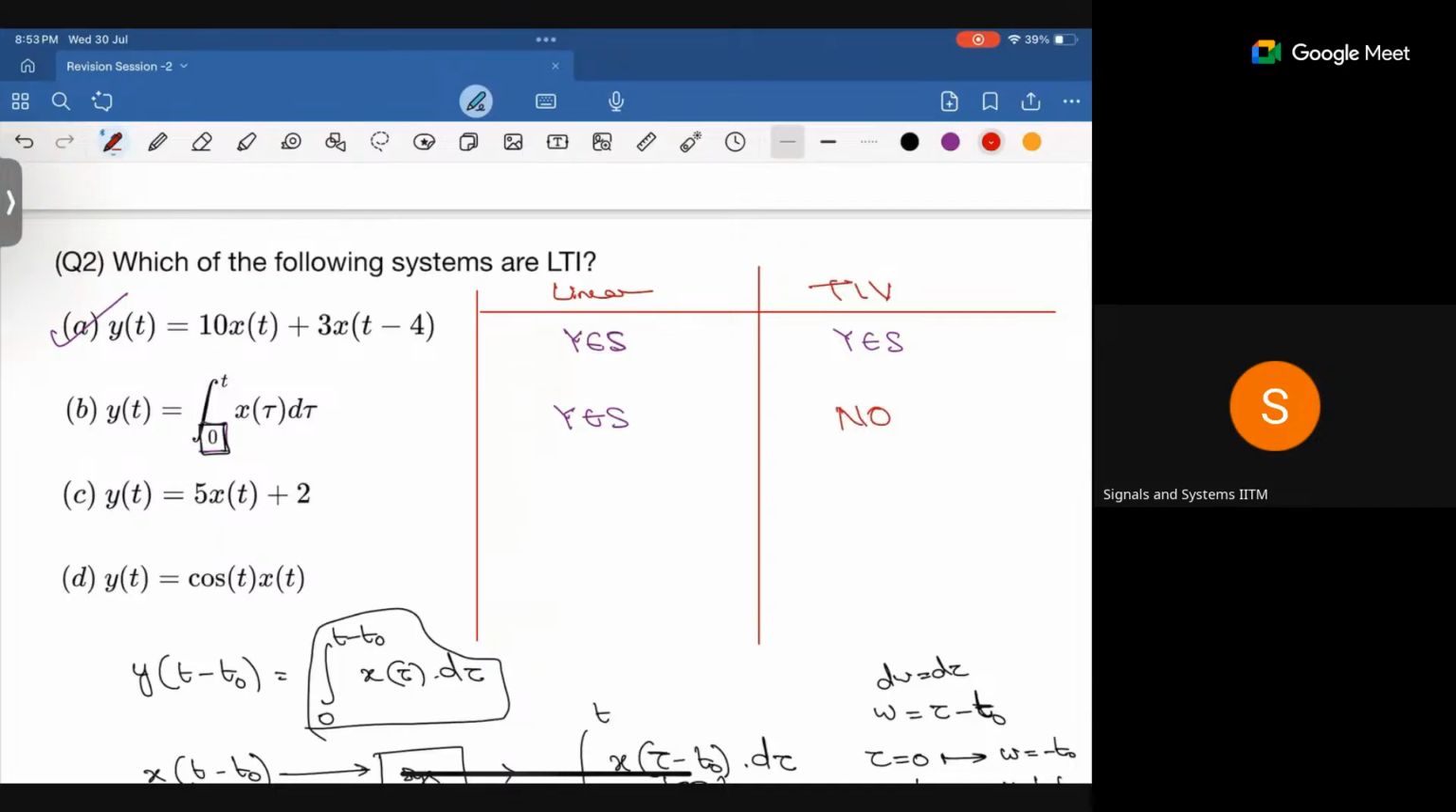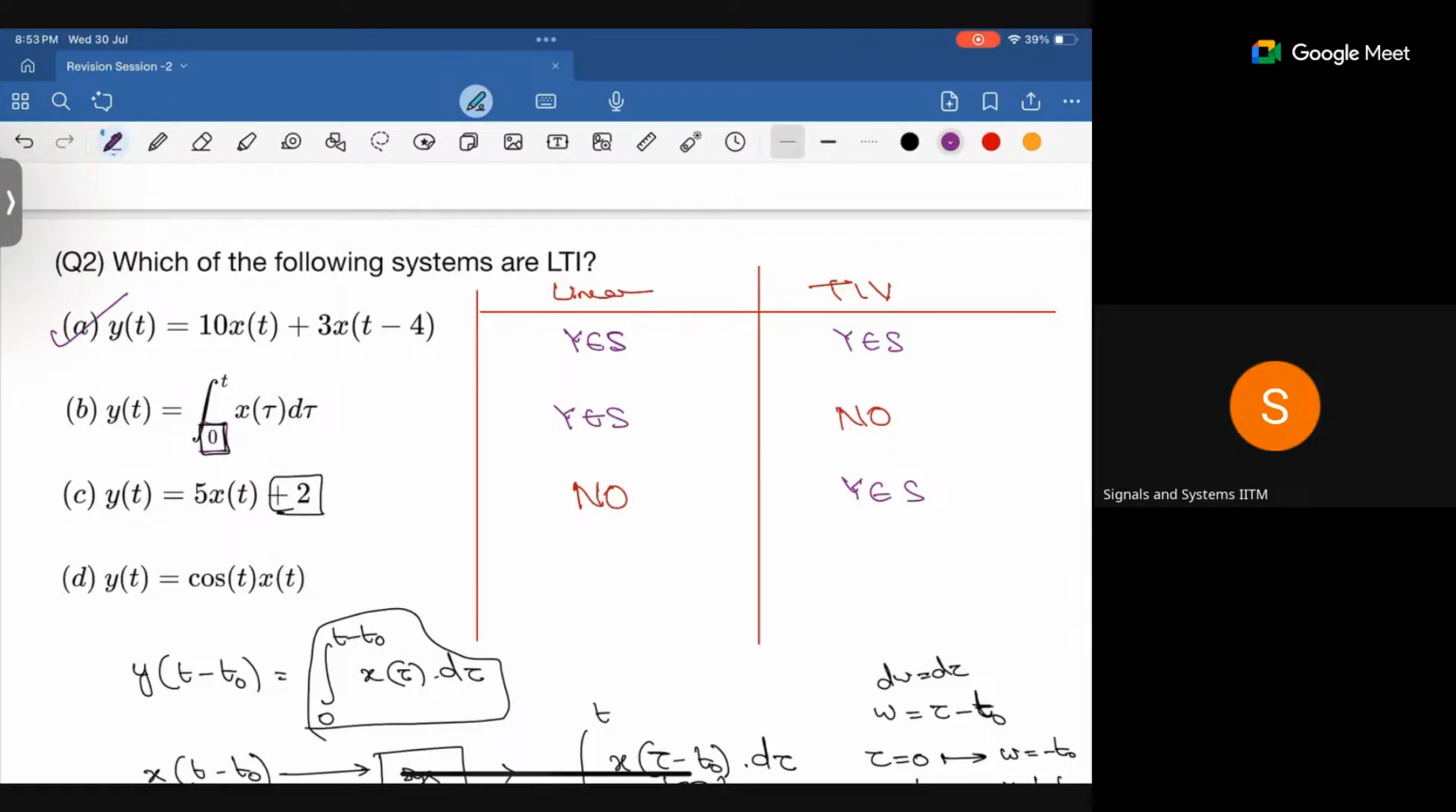All right, coming to option C, is it linear? No, because of this. Whenever you see any constant value getting added to the system, added to the relationship, straight away it will not be linear. Okay, so this is no. Time invariance? Yes. So there is no difficulty. If you delay the input, you will get the delayed output. Okay. So the last one.